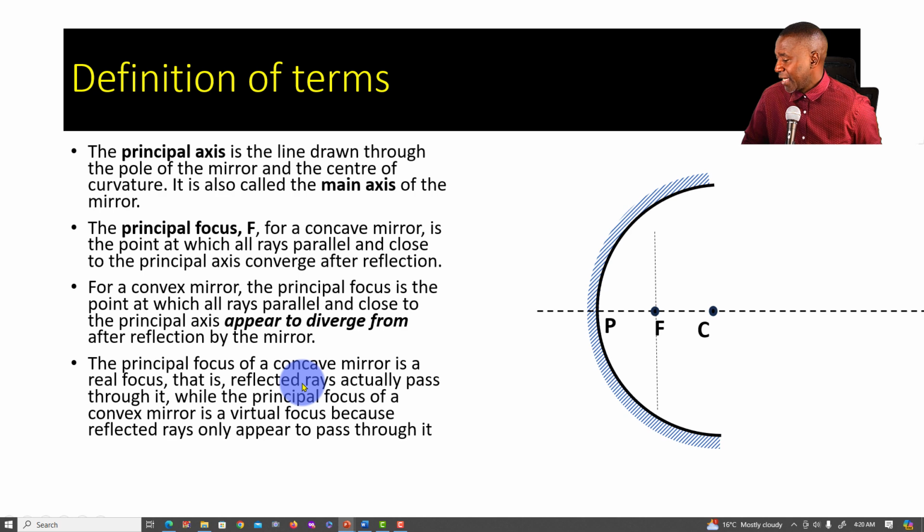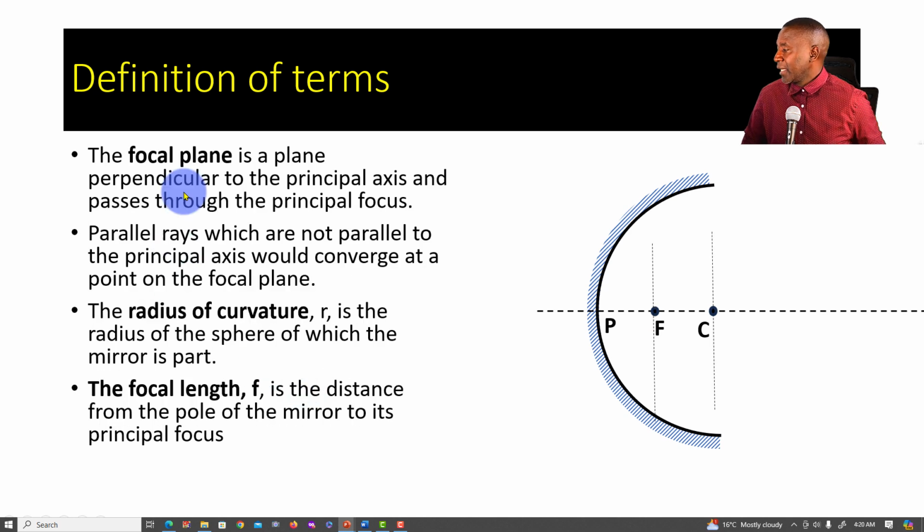Let's continue and look at the other one, the focal plane of the mirror. The focal plane of the mirror is a plane perpendicular to the principal axis that passes through the principal focus. Where is the principal focus? It is here. By the way, the principal focus divides the radius of curvature exactly into two. I'm going to mention that briefly. So, there is this plane here which is perpendicular to the principal axis and it passes through F.